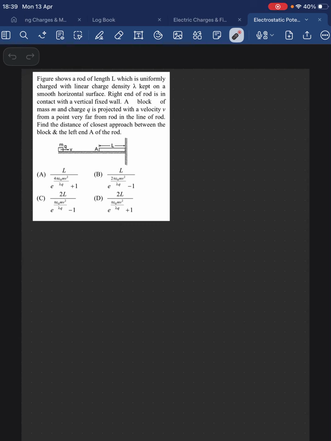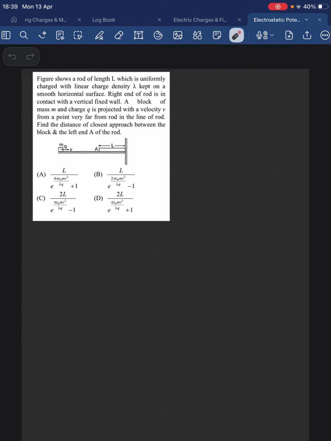Hey guys, so in this question, you have a rod of length L, which is uniformly charged with charge density lambda, and it's kept on a smooth horizontal surface. So this is your charged rod, which is uniformly charged, has the charge density lambda. The right end of the rod is fixed, and it's in contact with the vertical wall.